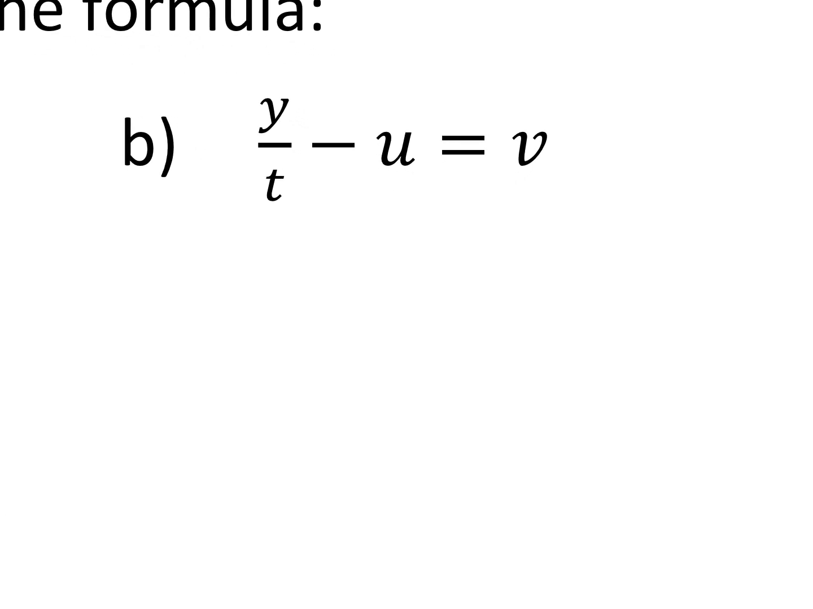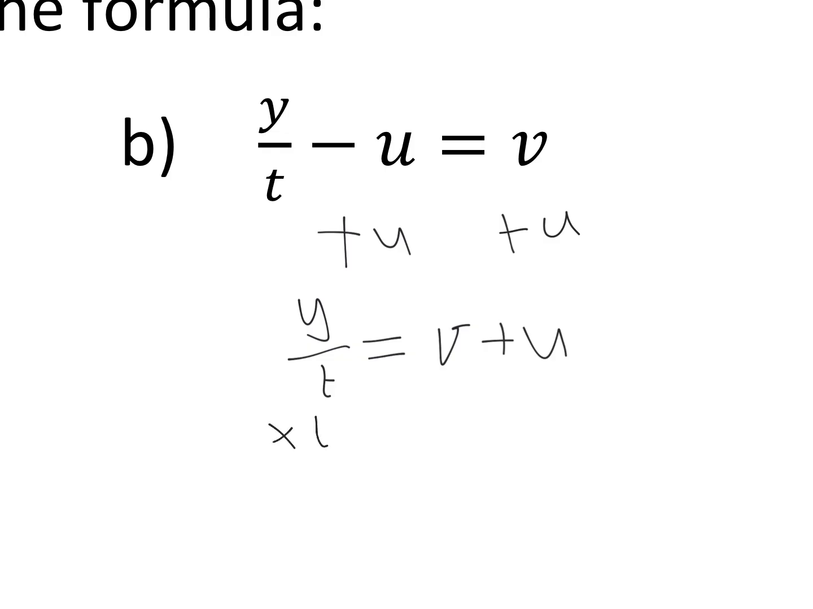Okay, part B. We're trying to make y the subject, so it's divided by t, and then u is taken off. We can first of all deal with that u, add the u to both sides. So we've just got y divided by t, and that equals v plus u. So before we've always had y multiplied by a number, or x multiplied by a number. This time we've got that y divided by t. So to undo or reverse that process, or to get rid of that t, we have to multiply both sides by t.